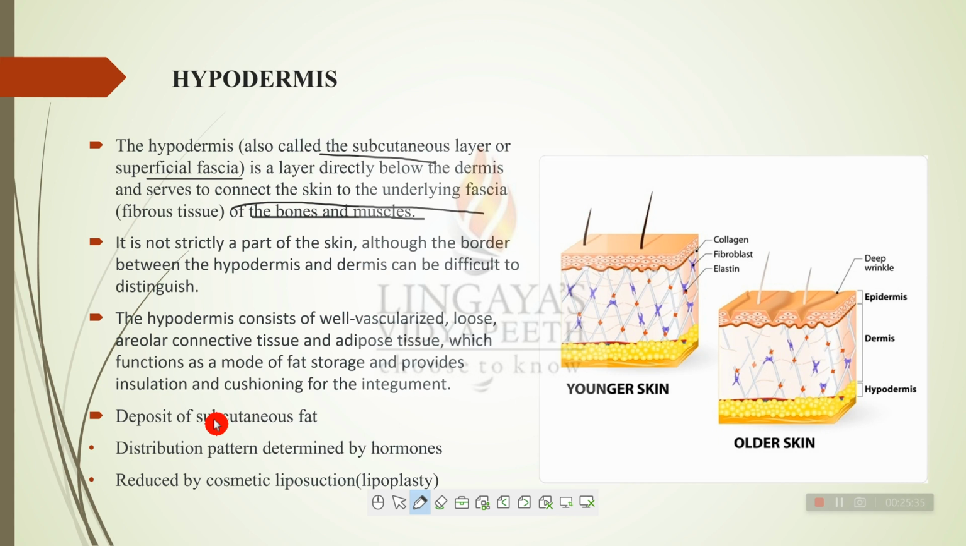It also consists of cells such as adipocytes, which are the fat cells, specialized in accumulating and storing fats. These cells are grouped together in lobules separated by the connective tissue. It consists of well-vascularized loose areolar connective tissue and adipose tissue. It serves as the platform for deposition of subcutaneous fat. Distribution pattern is also determined by the hormones present in this layer.